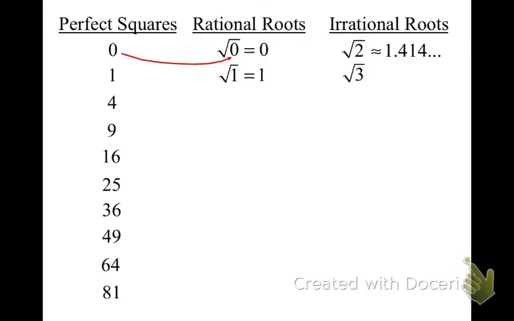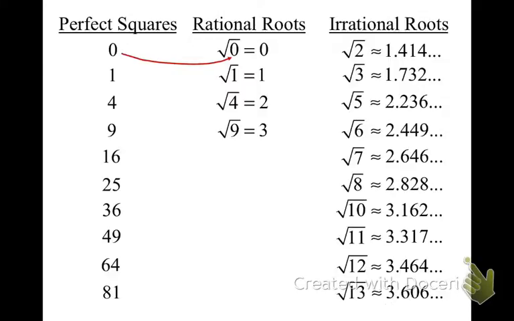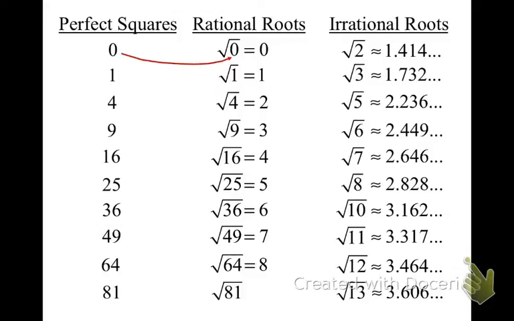What about the square root of 4? Is it rational or irrational? Okay, square root of 5. Square root of 6. Irrational. Square root of 7. Irrational. Square root of 8. Irrational. Yes. You guys get the idea? So, let me clarify. All non-perfect squares are irrational. Okay?